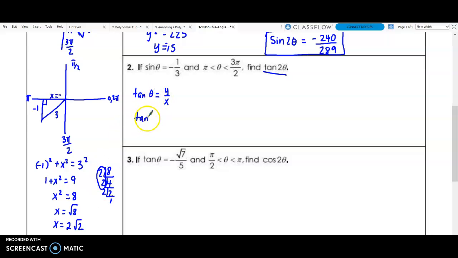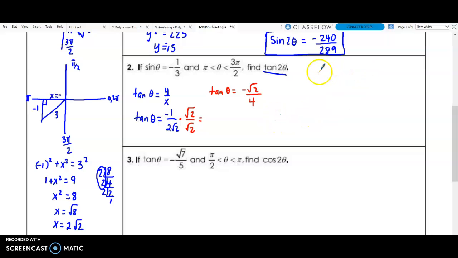So the tangent of theta is going to be equal to y, which is negative 1, over 2 square roots of 2, which is x. We also know that we can't have radicals in the denominator, so I'm going to multiply both of these by the square root of 2. And that gives me that tangent of theta is equal to negative square root of 2 over 4. Okay?